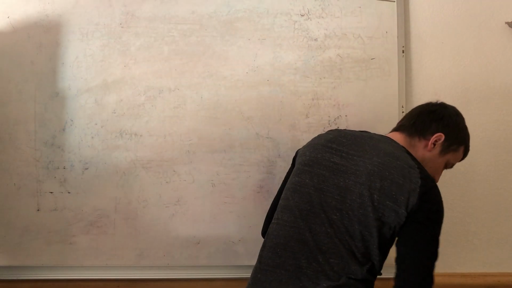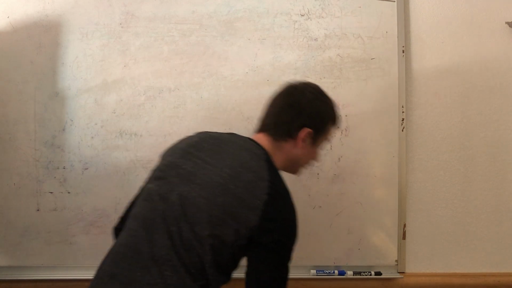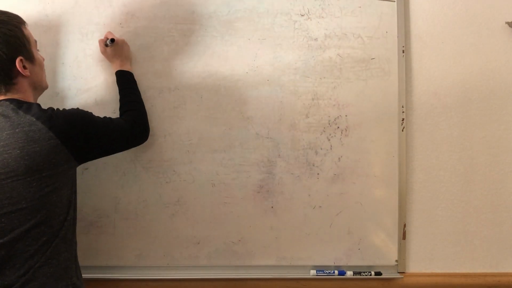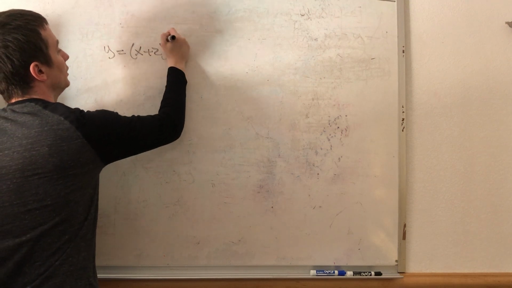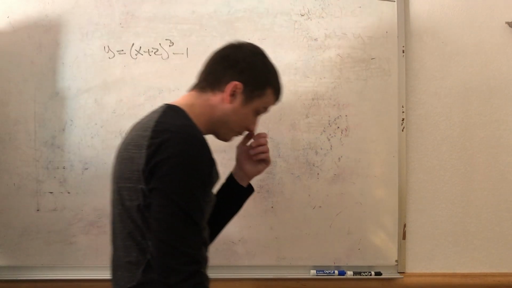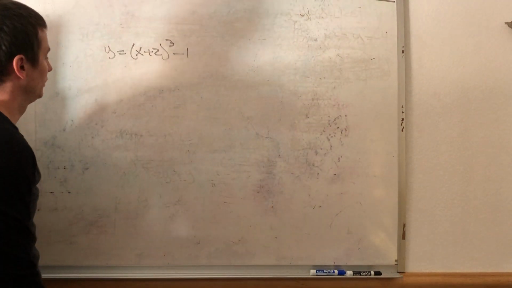Concave up and concave down. So our function is y is equal to (x plus 2) cubed minus 1. Identify the intervals on which it's concave up and concave down.